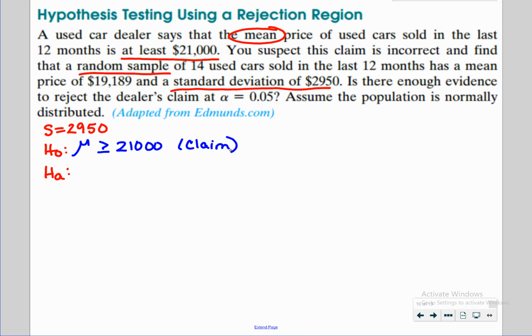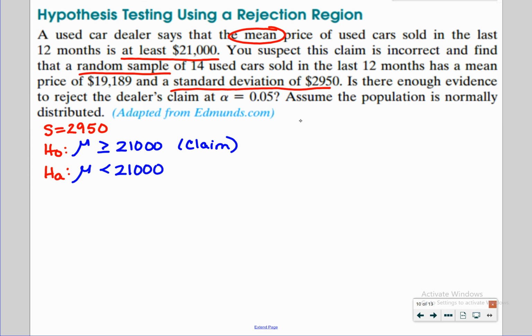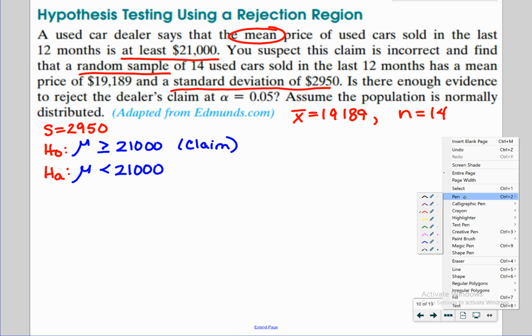Which means the alternative is just the complement of that, less than 21,000. Okay, other information we can pull from the top there. We have a sample mean, an X bar of 14 cars. The sample mean was 19,189, and because it was 14 cars, my N, my sample size is 14. Can you tell me if this is a left tail, right tail, or two tail test?